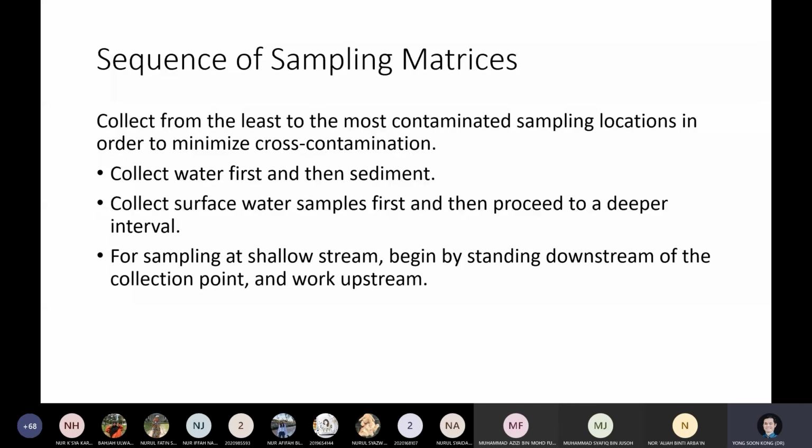However, if you work the other way around, if you go upstream, to high ground, and start sampling from there, whatever water comes from downstream is going to be filled with all the sediments. You know why? Because when you step into the river, you kick up the sediments at the river bank, then everything flows down, finish lah, downstream. So that's why you always start from downstream, then you go up.